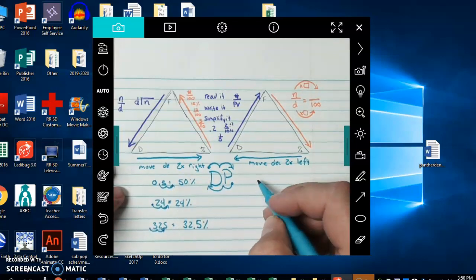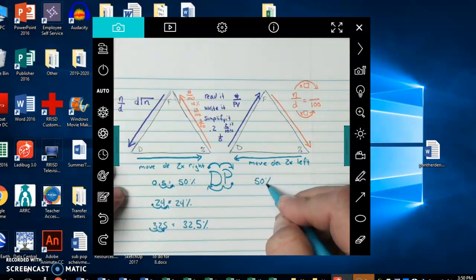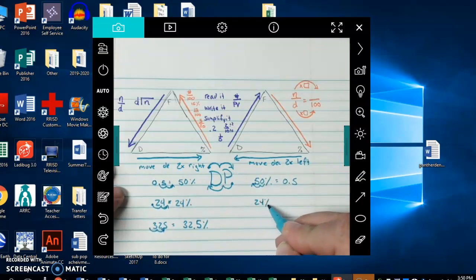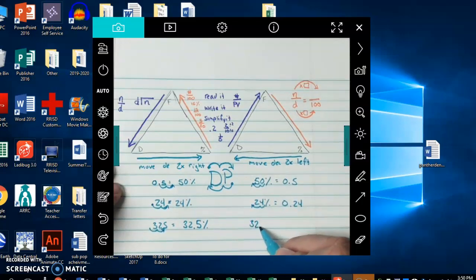When we start with a percentage, 50%, we move it 2 places to the left, gives me 0.5. 24% started at the right, go 2 places to the left, gives me 0.24. 32.5%, move it 2 places to the left, and we get 0.325. That's your conversion triangles. If you need to study those, this is a good video to study.